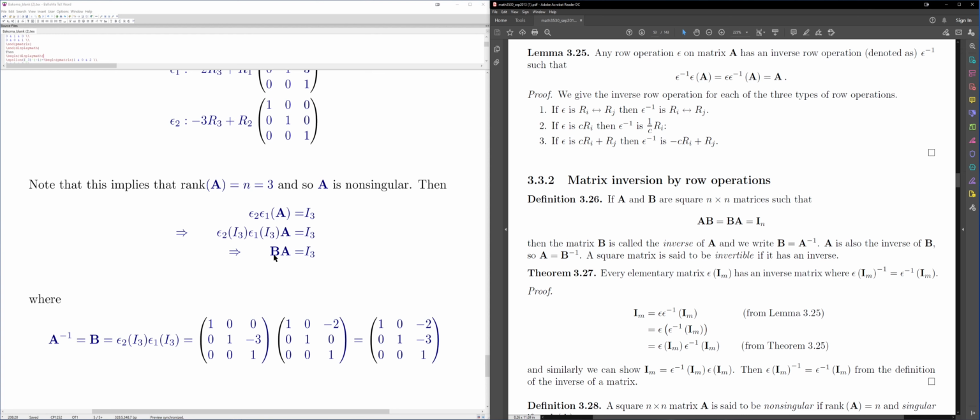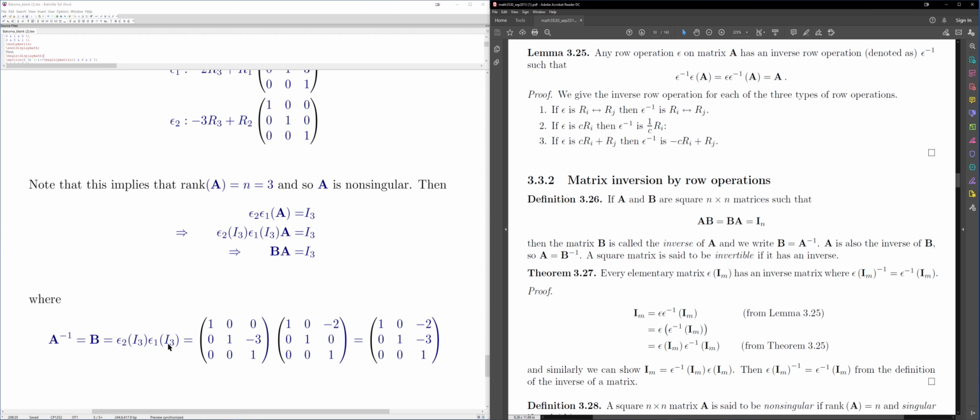Then the fact that B times A gives me the identity means that B is equal to A inverse. So A inverse is equal to B. B is the product of these two elementary matrices, and I can always work out what these elementary matrices are.